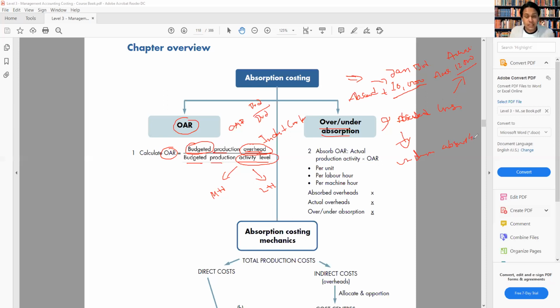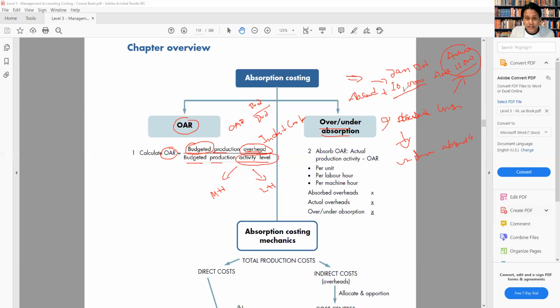The reason I'm focusing on this point is sometimes I have seen students think, oh, the actual is more, this is over absorbed. No, if the actual is more, it is actually under absorbed, because you ask yourself what you did. If you absorb less, this is under absorbed. If you absorb more, this is over absorbed. So here the actual is 12,000, which is more than you absorbed. This is not over. So don't think the actual is more, so it is over absorbed. No, actual is more, this is under absorbed, because you absorbed less. Actual is not the wrong figure. Actual is the correct figure.